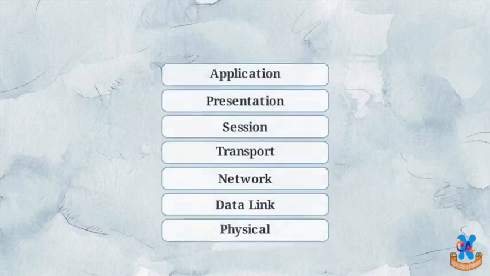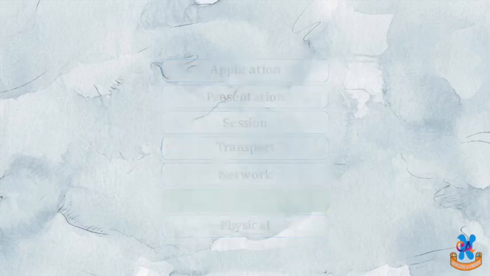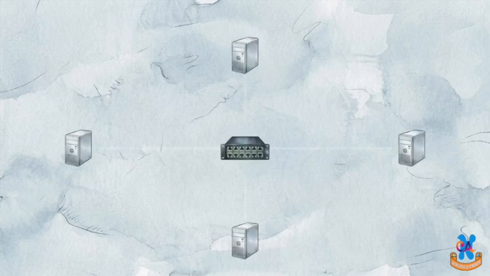Moving up to Layer 2, the data link layer, we introduce the switch. This is the intelligent successor to the hub. Watch how a switch handles the same traffic.